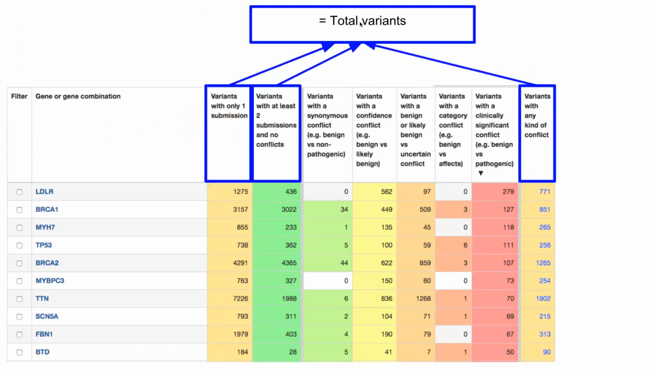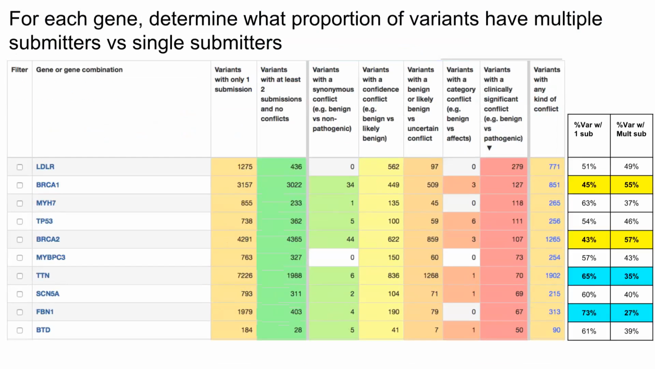So with those in mind, you can again do some interesting breakdowns of different genes. Showing here are the top 10 genes by how many clinically significant conflicts there are within each gene. First I decided to break out, within each of these genes, what percent of all their variants have only one submitter versus what percent have multiple submitters. Interestingly, for BRCA1 and BRCA2, there are actually more variants with multiple submitters than variants with only a single submitter.